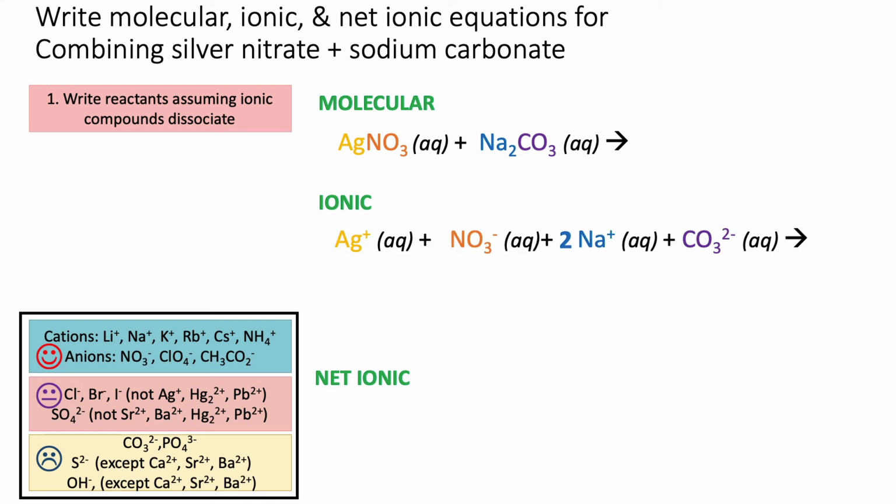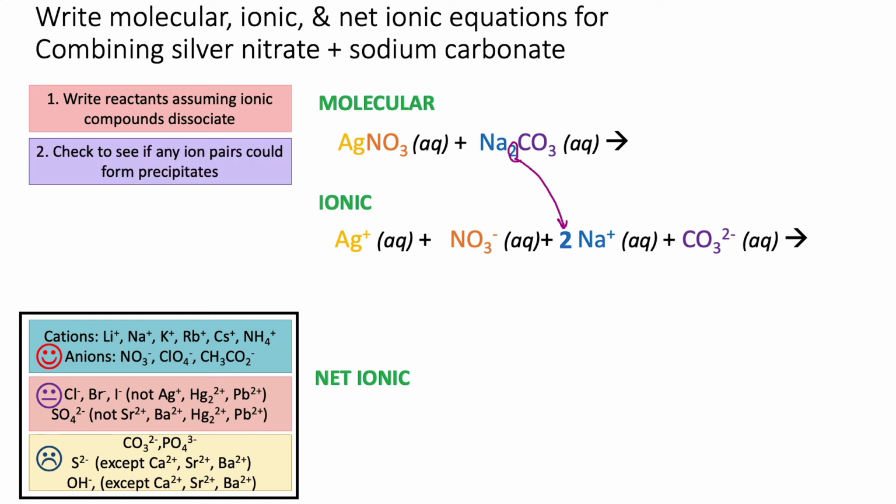Now, we have silver nitrate dissociating to give us silver ions and nitrate ions. We have sodium carbonate, and again, remember that we've got 2 sodiums in sodium carbonate, so we end up with 2 moles of sodium ions and a carbonate ion. All right, now we're going to check to see whether any ion pairs could form precipitates. And like I said, usually where people have the easiest time doing this is finding the happy cations or the happy anions, the ones that really love to stay in solution. And here that's going to be nitrate and sodium. So what's left is silver and carbonate.